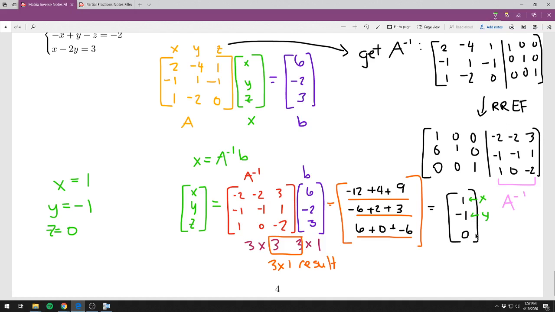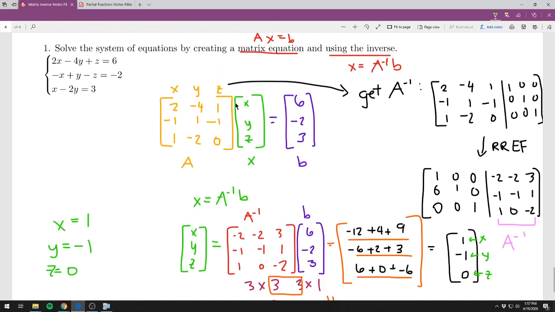Right, whatever order your problem's given in when you make your equation, you have to make sure you write the variables in that order. If they're not alphabetized, if they're random letters, that's going to affect your answer if you don't actually do this part. You got to make sure you write this down. But we got our answer right here. Right? And that is how you would solve a system of equations using the inverse. You can even go through and check your answer if you want. But that's it.